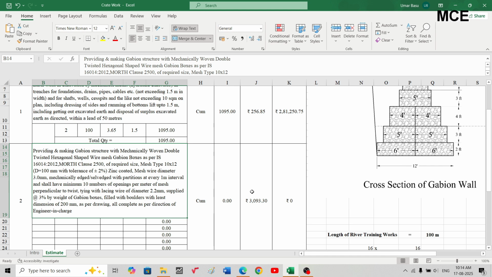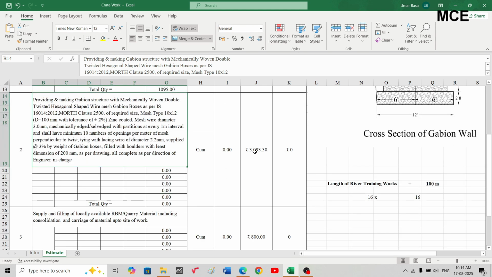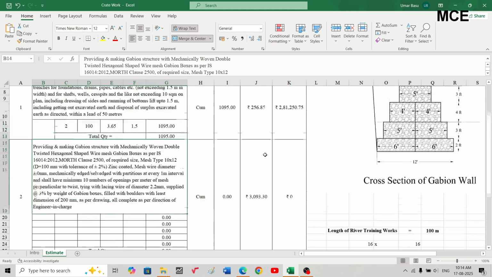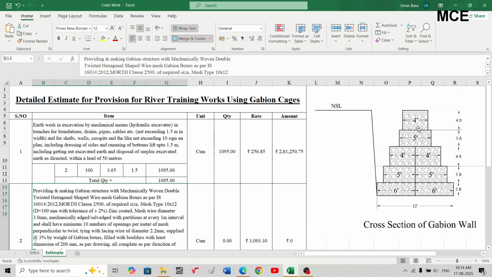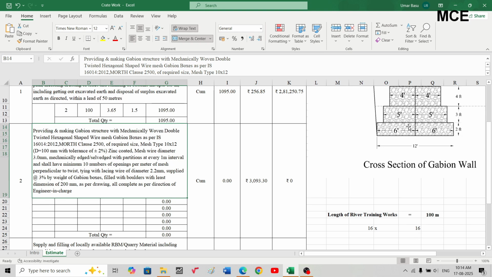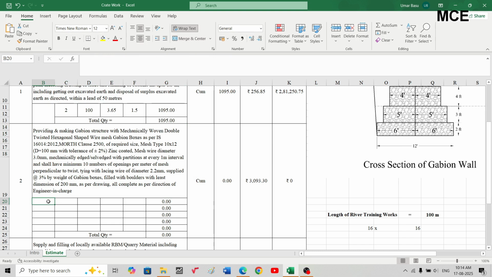The rate for this item is in cubic meters, that is 3093.30 Indian rupees per cubic meter. So we have to estimate the quantities for these Gabion boxes. At bottom we have two Gabion boxes of 6 feet width and depth 2 feet, and we are using them for two river banks. So first will be two river banks, then two number of boxes at bottom.